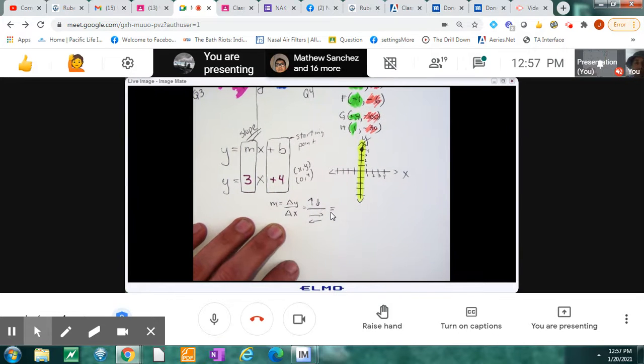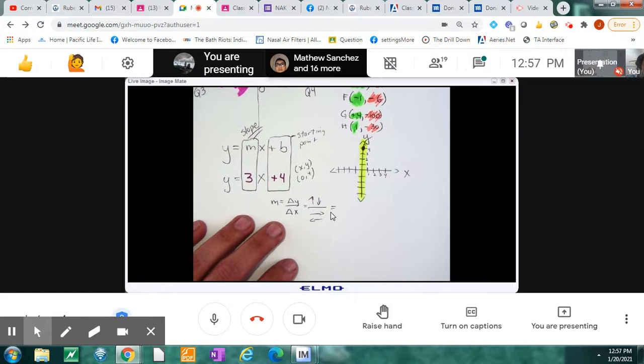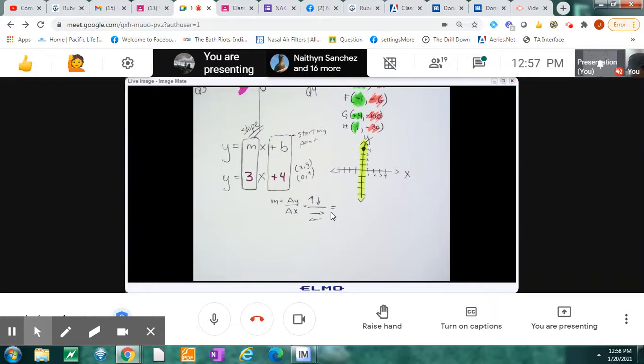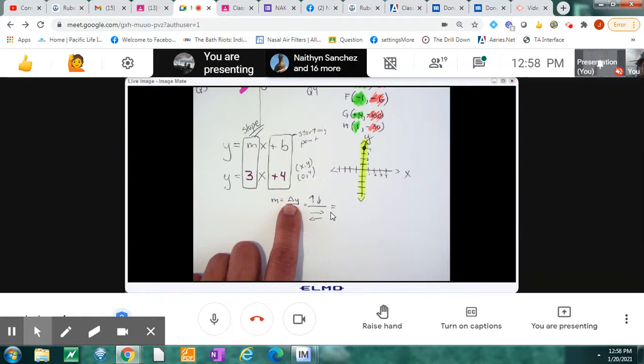Because some kids know rise. Oh yeah, rise over run. But what does it mean? Oh, I don't know, I just know rise over run. Yeah, but that's the whole purpose, that you're changing in your y, then you're moving in the x's.